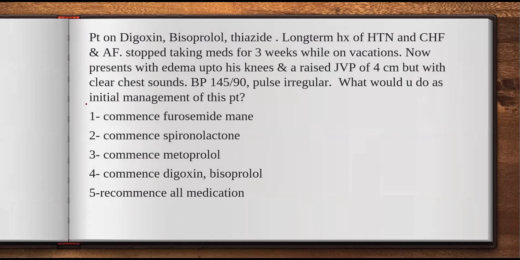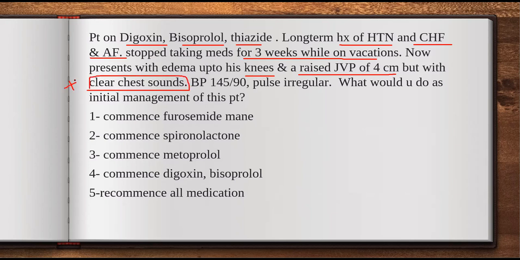Next question. Patient is on digoxin, bisoprolol, thiazides, with a long-term history of hypertension and congestive heart failure, also atrial fibrillation. He stopped taking medication for 3 weeks while on vacation. Now presents with edema up to his knees, raised JVP of 4 centimeters, but with clear chest sound. Remember, I said it in the theory class, the same question. BP 145 by 90, pulse irregular because of AF. What would you do as an initial management of this patient?